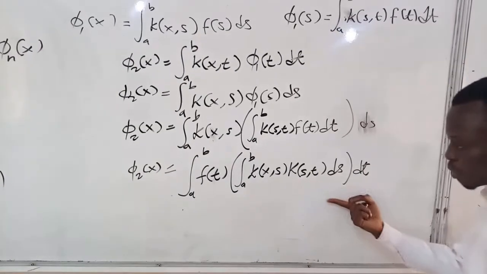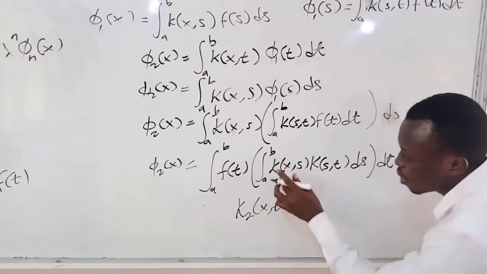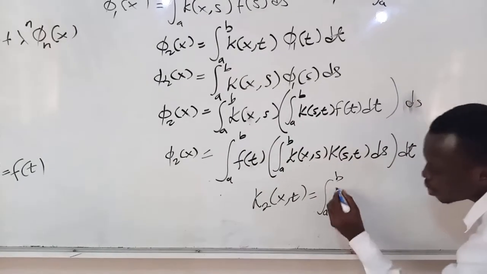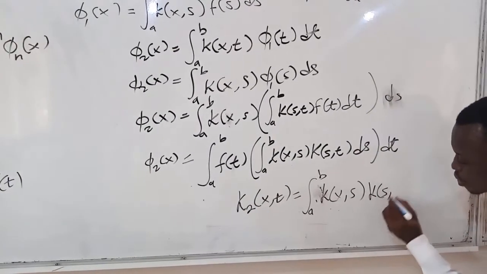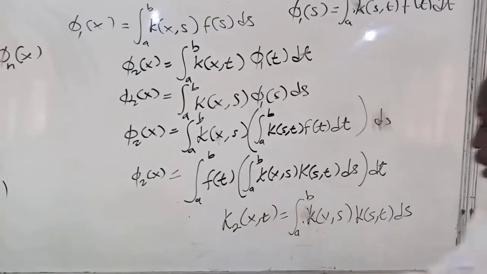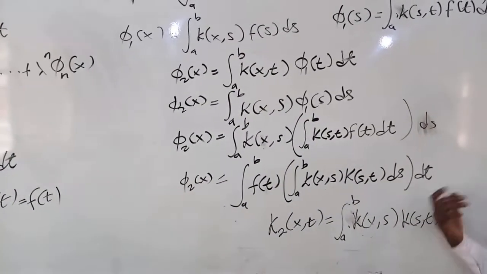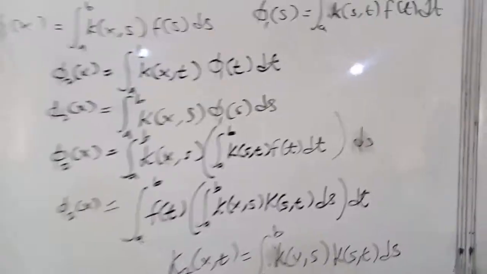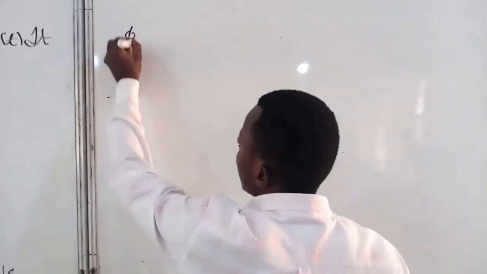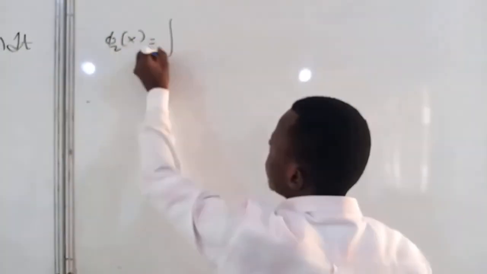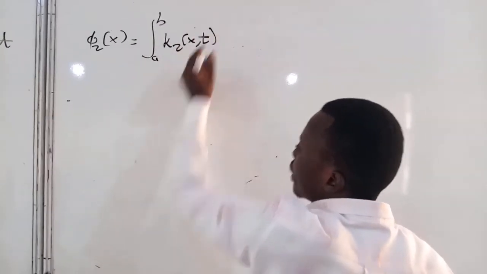Now let's name this as our new kernel k2 of s t to be equal to integral from a to b of k of s comma s, k of s comma t ds. Now this is our new kernel. Now we have to substitute this into this equation. Therefore, our phi 2 of s becomes integral from a to b, then k2 of s t, then my f of t dt.